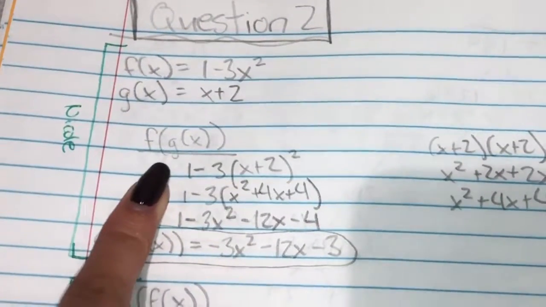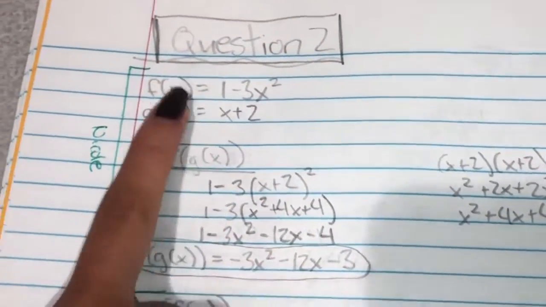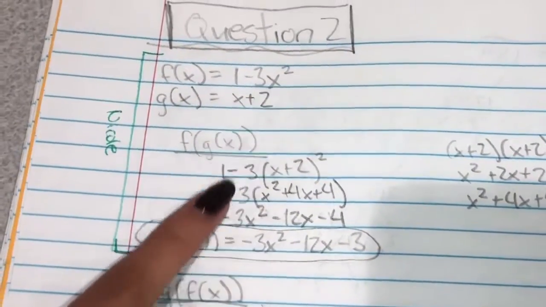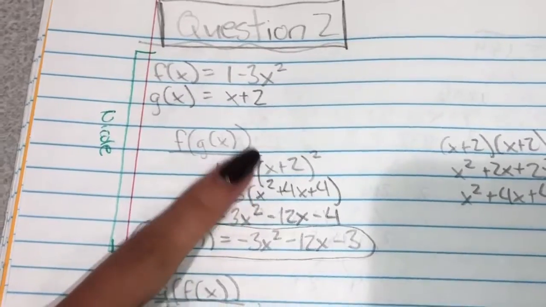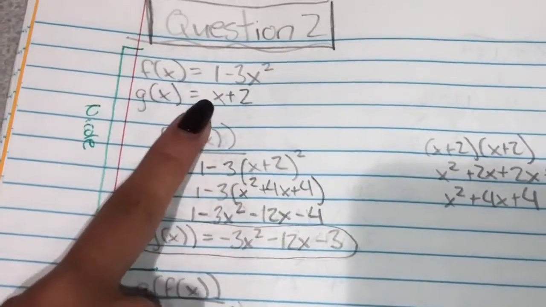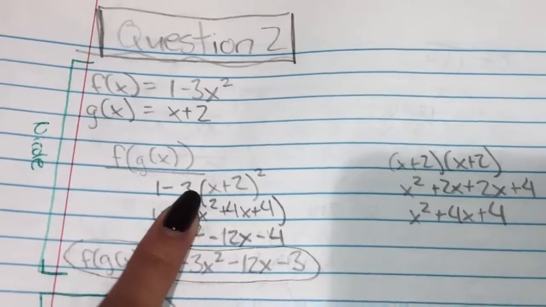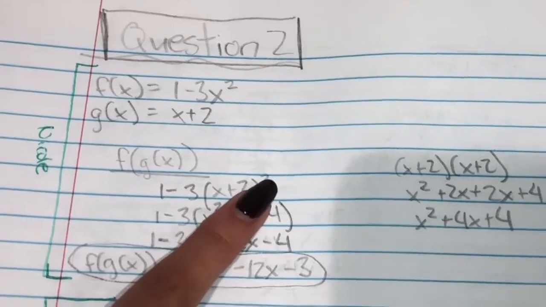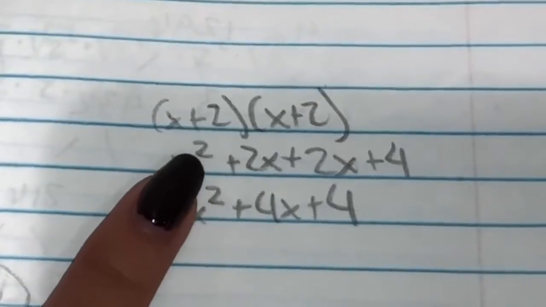So you would take f of x, which is 1 minus 3x squared, and g of x is acting as the x. So where it has x, you would put g of x. So you would put x plus 2. So that would be 1 minus 3 times x plus 2 squared. And then since this is squared, you would FOIL it.